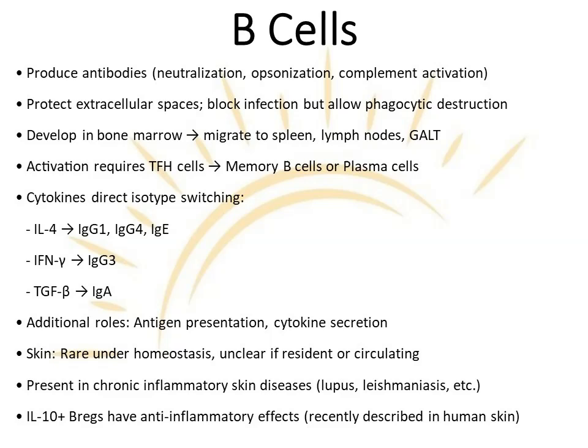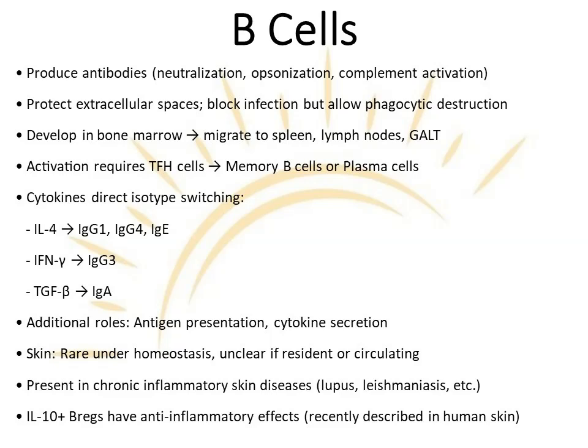IL-4 promotes switching to IgG1, IgG4, and IgE. IFN gamma promotes switching to IgG3. TGF-beta promotes switching to IgA, the major antibody involved in mucosal immunity.